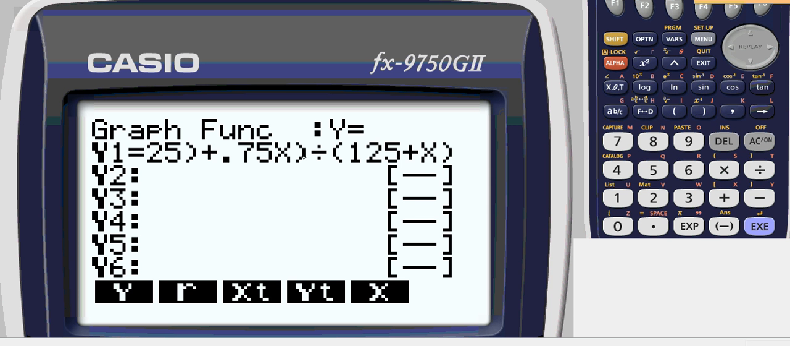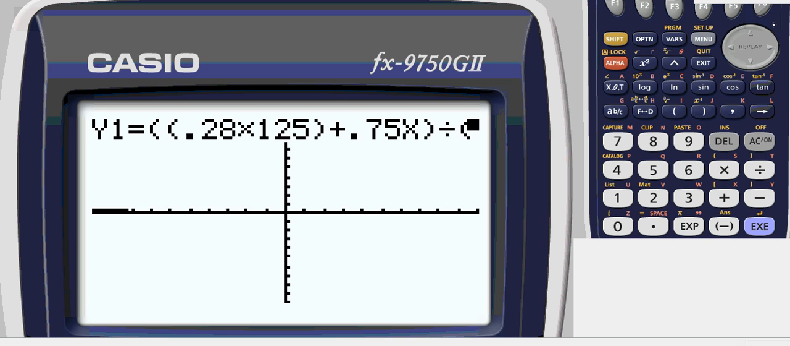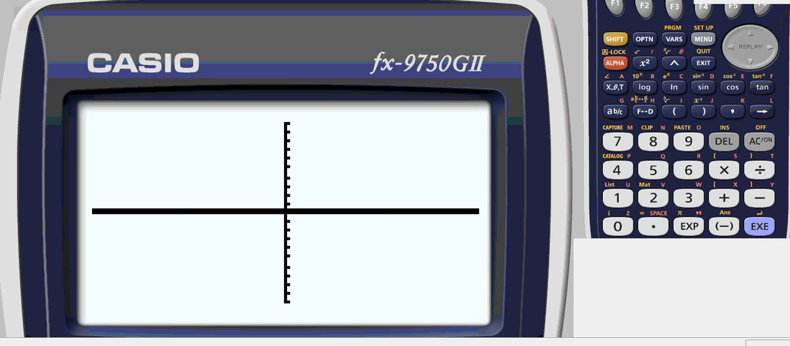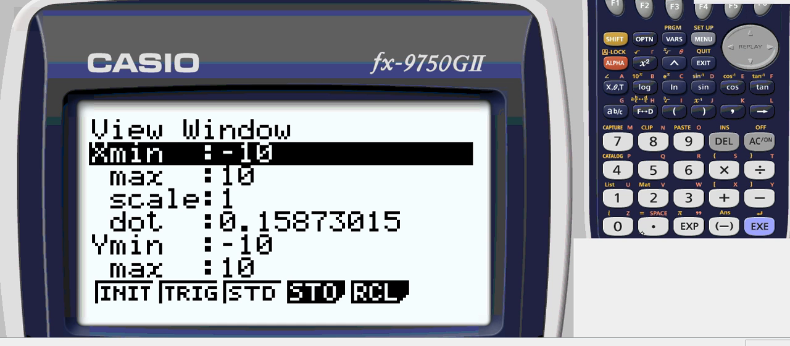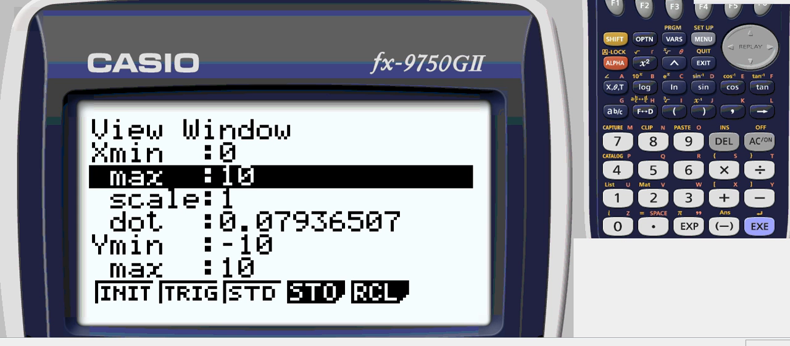So get it all typed in. Make sure the numerator has parentheses around it as well as the denominator. Type it in. We'll draw it. We've got to change the window, though, because we can't see what's going on. Since x is how many liters we're adding, that could be anything from 0 to whatever would fill it up.